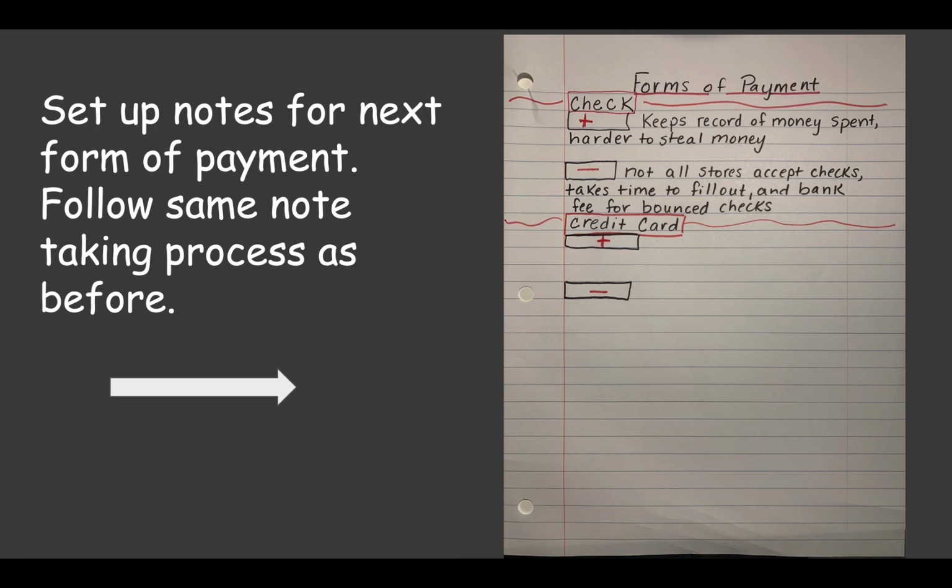Go ahead and set up your notes for your next form of payment. Follow the same note-taking process as we did before. For any advantages, you're going to place those on the plus line. For any minuses, you're going to place it under your minus line, okay? Plus means advantage, minus means a disadvantage, kind of like a positive, negative thing, okay? All right.